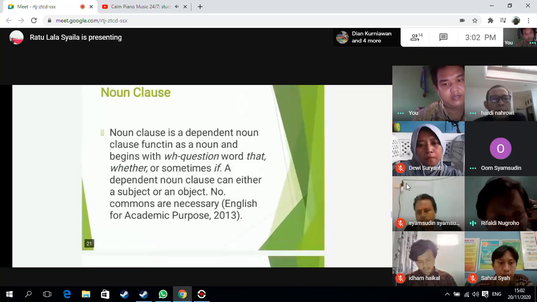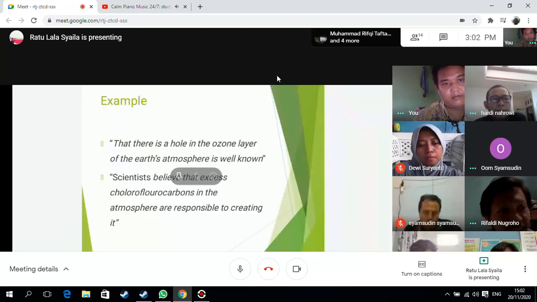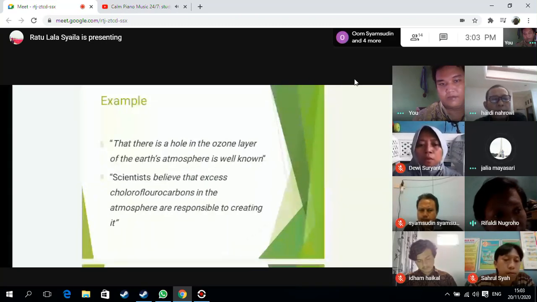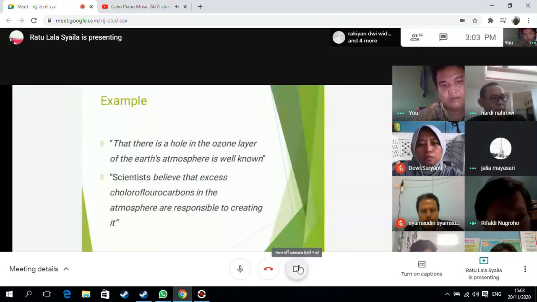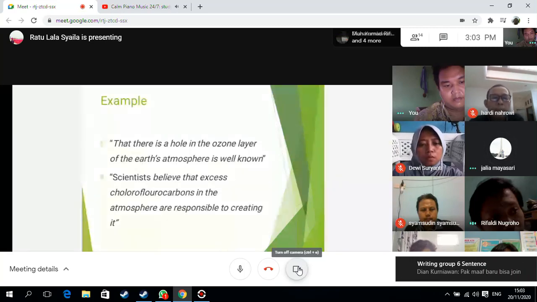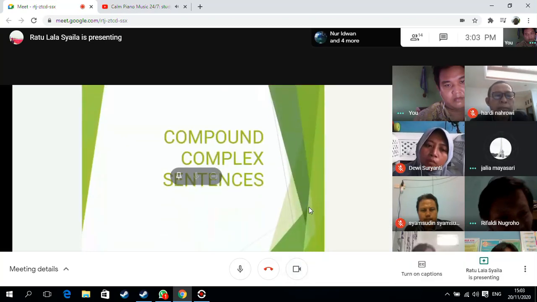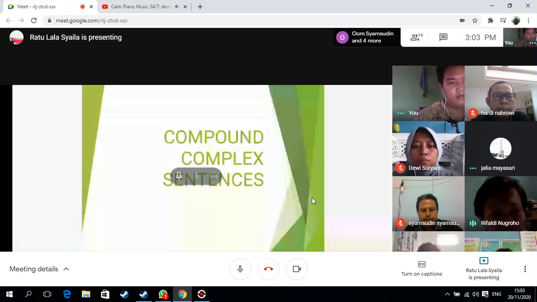Okay, let's go to the next example. For example, that there is a hole in the ozone layer of the atmosphere is well known. And another example is scientists believe that excess chlorofluorocarbons in the atmosphere are responsible for creating it.